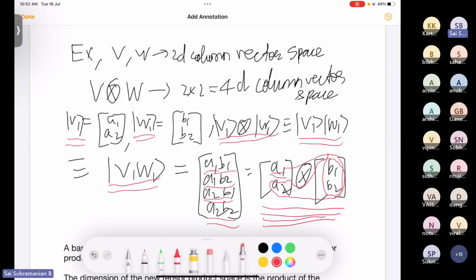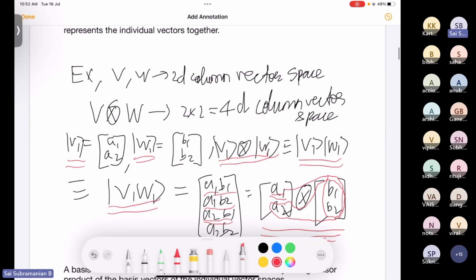Okay, but both of these are exactly the same thing. It just means that V1 is in the state A1, A2, and W1 is in the state B1, B2. So just remember that. The vector space is called V tensor product W, the new vector space. It is a 4D column vector space, and it is all such linear combinations.